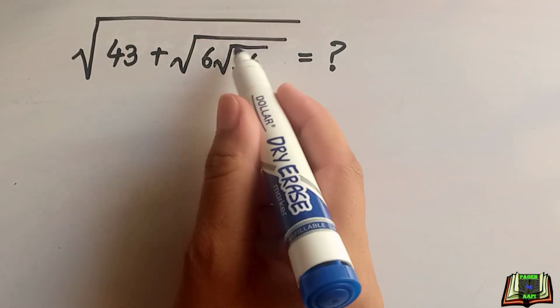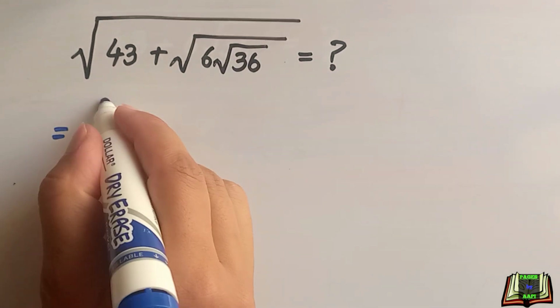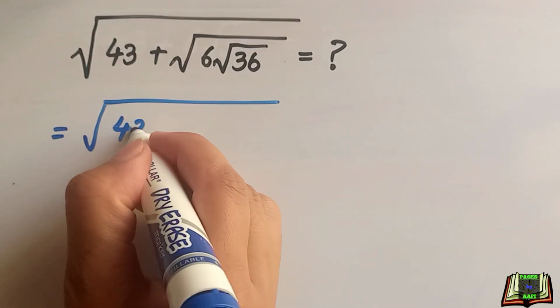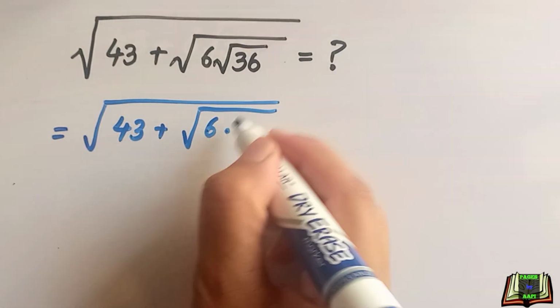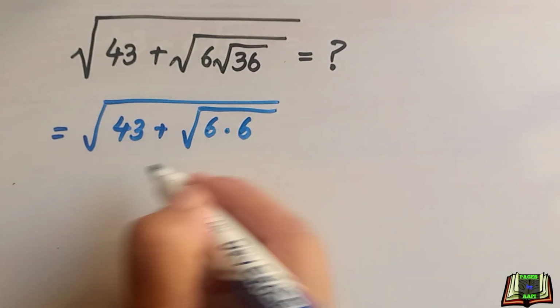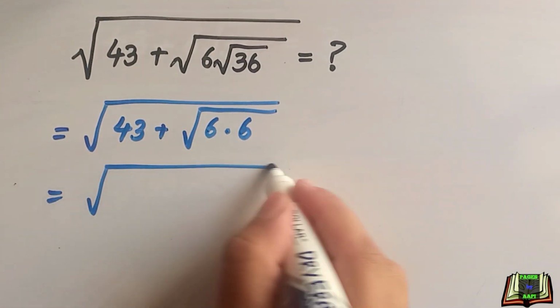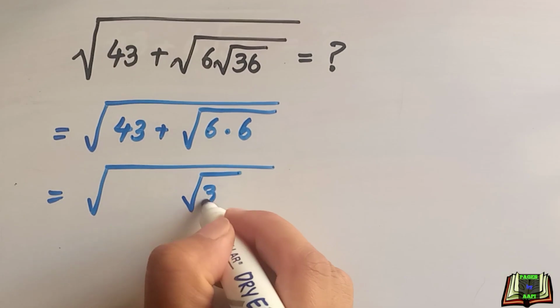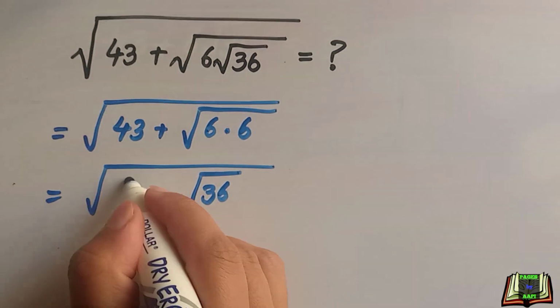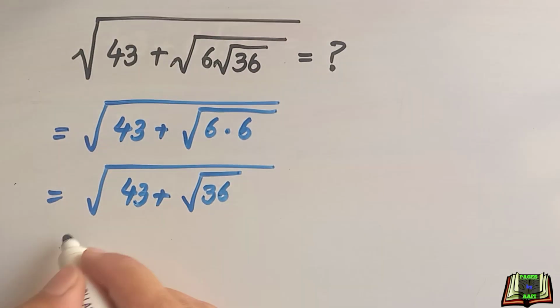First of all, we will change this square root of 36 to its equivalent value. We know that square root of 36 is equal to 6. In the next step, we will multiply these two sixes. 6 times 6 is 36. Square root of 36 plus 43 as it is.